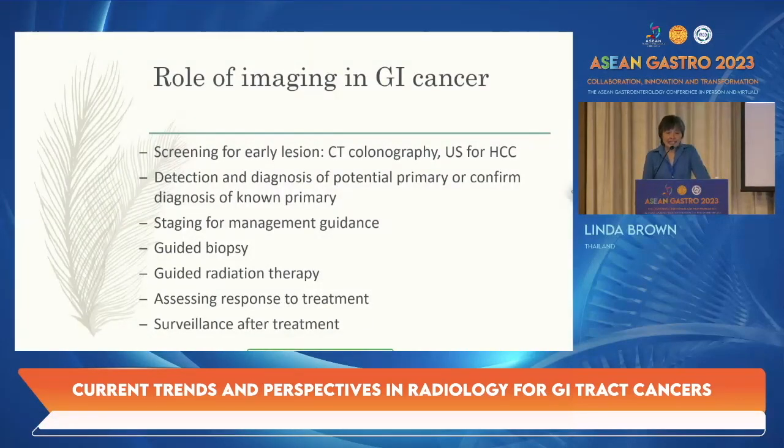The role of imaging in GI cancers is numerous, starting from screening for early lesions, such as CT colonography for early colon cancer or ultrasound for early hepatocellular carcinoma, or using it for detection and diagnosis of primary cancer, and then using it for staging. We can also use imaging guidance for biopsy and radiation therapy. After treatment, we can use imaging to assess response to treatment and then for surveillance after treatment.